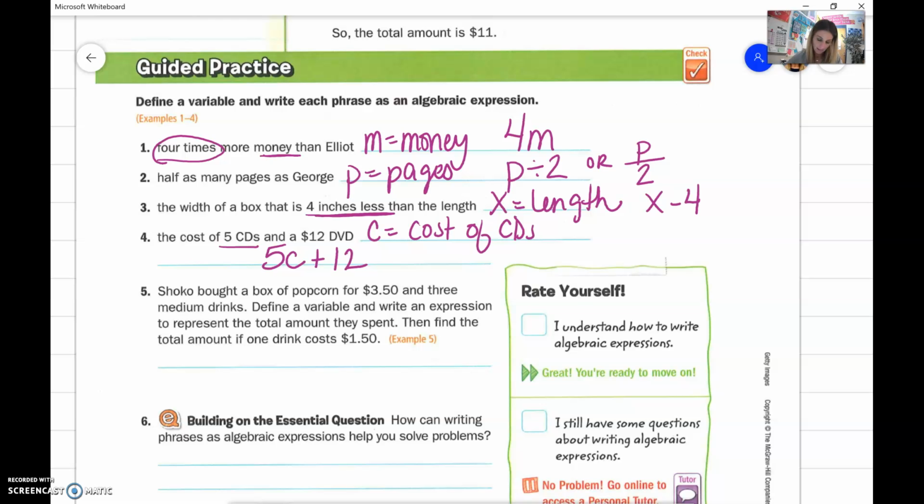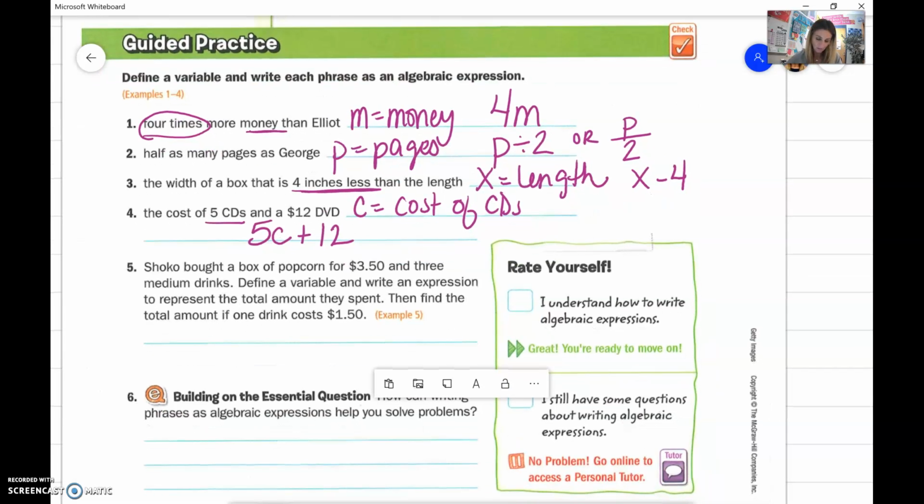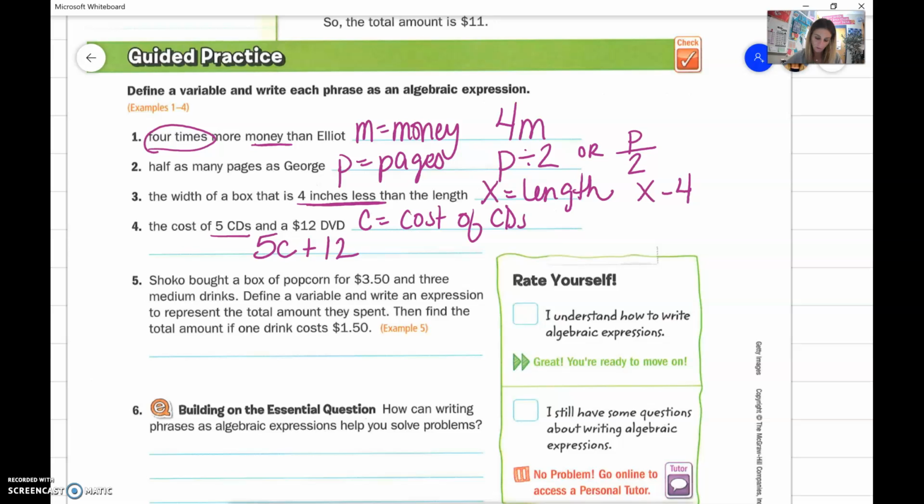Okay, take a look at this one. Soko bought a box of popcorn for $3.50 and 3 medium drinks. Define a variable and write an expression to represent the amount they spent. Let's do that part first. So they bought popcorn for $3.50 and 3 medium drinks, but we don't know the cost of the drinks. So let's use D for drinks, but we know we bought 3 of them. So that is obviously going to be 3D. Not like 3D, but you know, 3D.